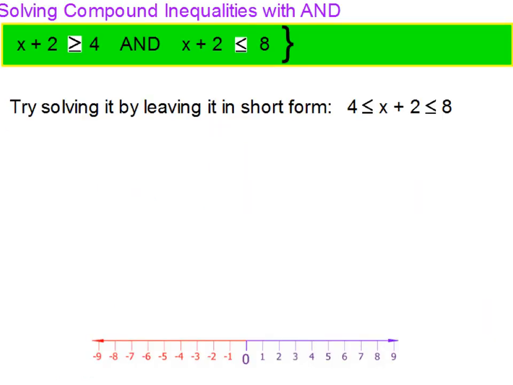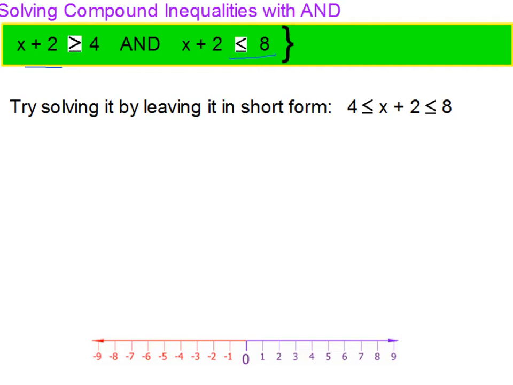So, solving compound inequalities with an and. Now it's not going to be as straightforward as them just handing it to me. I have to do a little bit of solving. Now this is the short form for an and. Not only is my x plus 2 going to be greater than 4, my x plus 2 is also going to be less than 8. And so I can write that all in one big inequality. x plus 2 is still greater than the 4, but the x plus 2 is less than or equal to the 8.